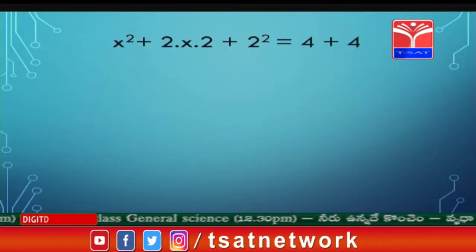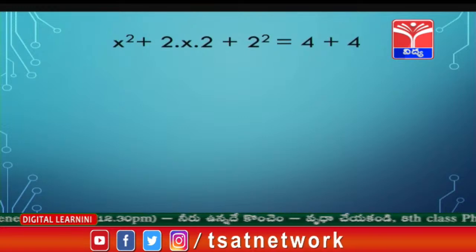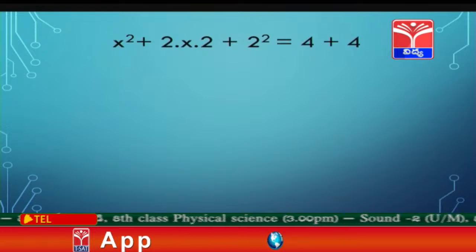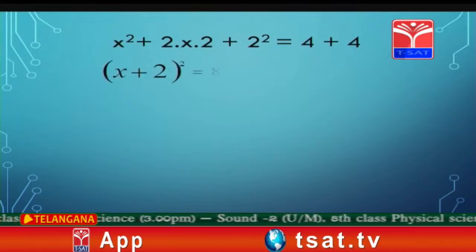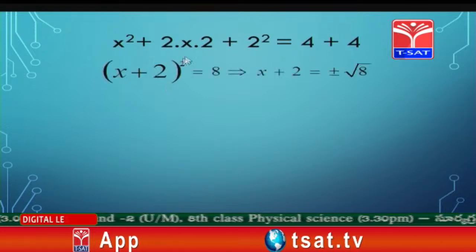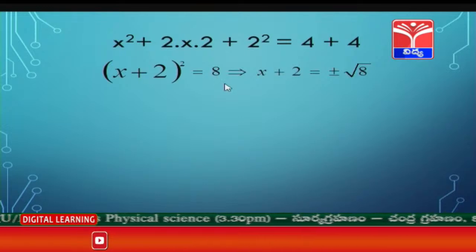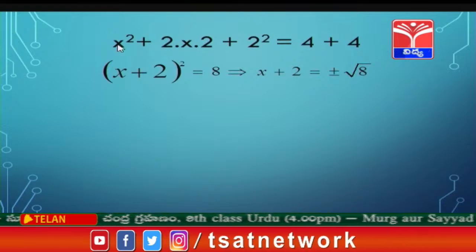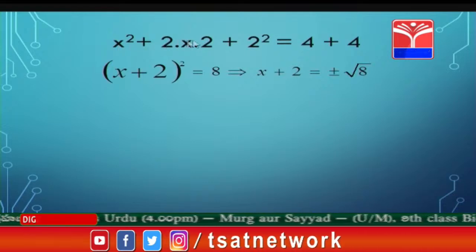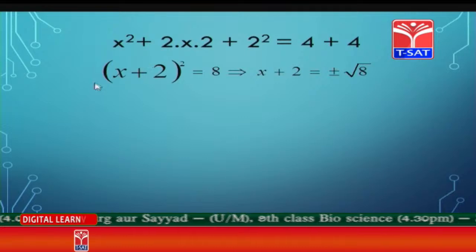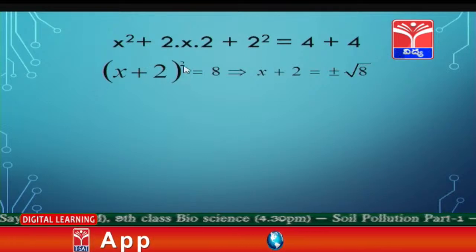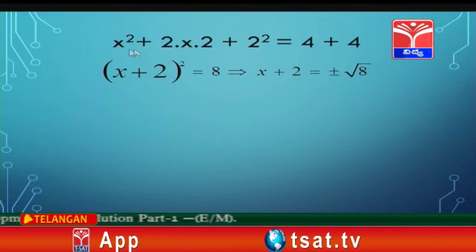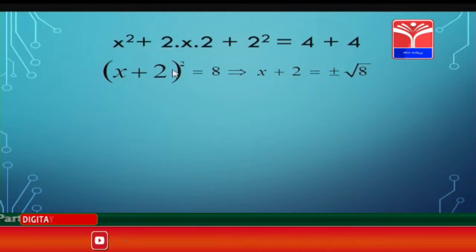So, coming back to our equation, x square plus 2 into x into 2 plus 2 square is equal to 4 plus 4. We get x plus 2 whole square, which is equal to 8. Why did we get x plus 2 whole square? Because we know a square plus 2ab plus b square is equal to a plus b whole square. We are relating the algebraic identity to the existing left hand side of the equation.